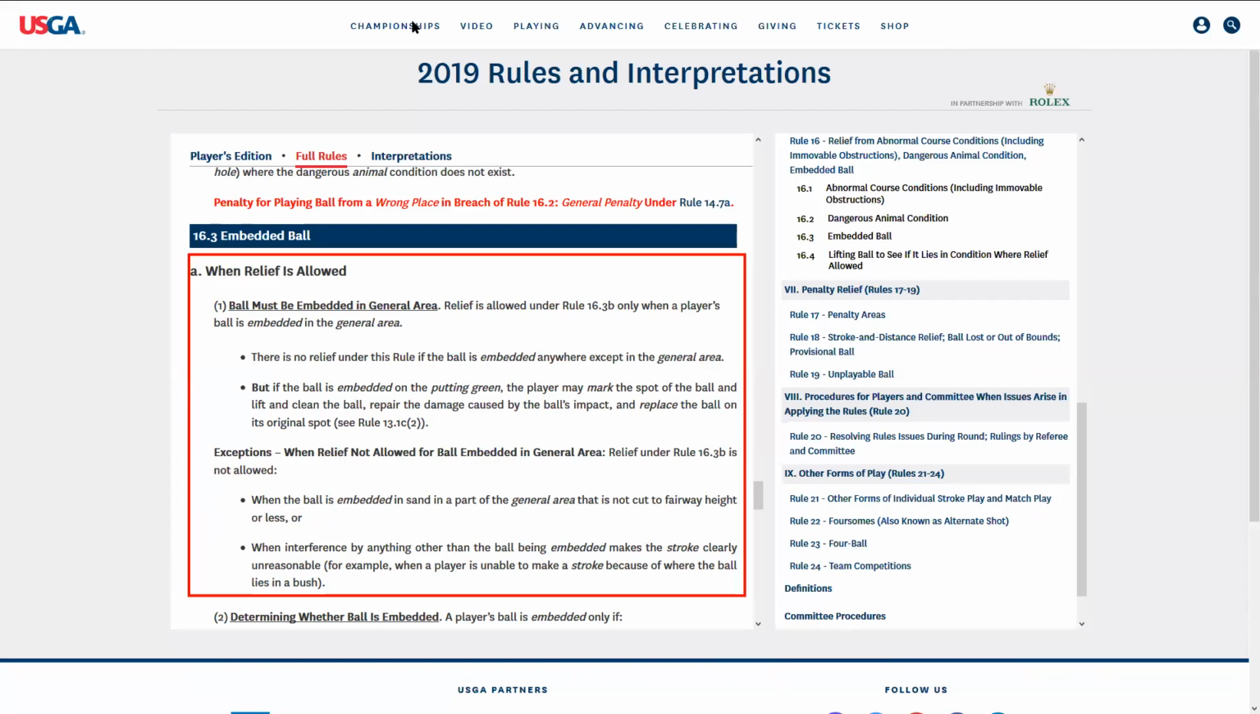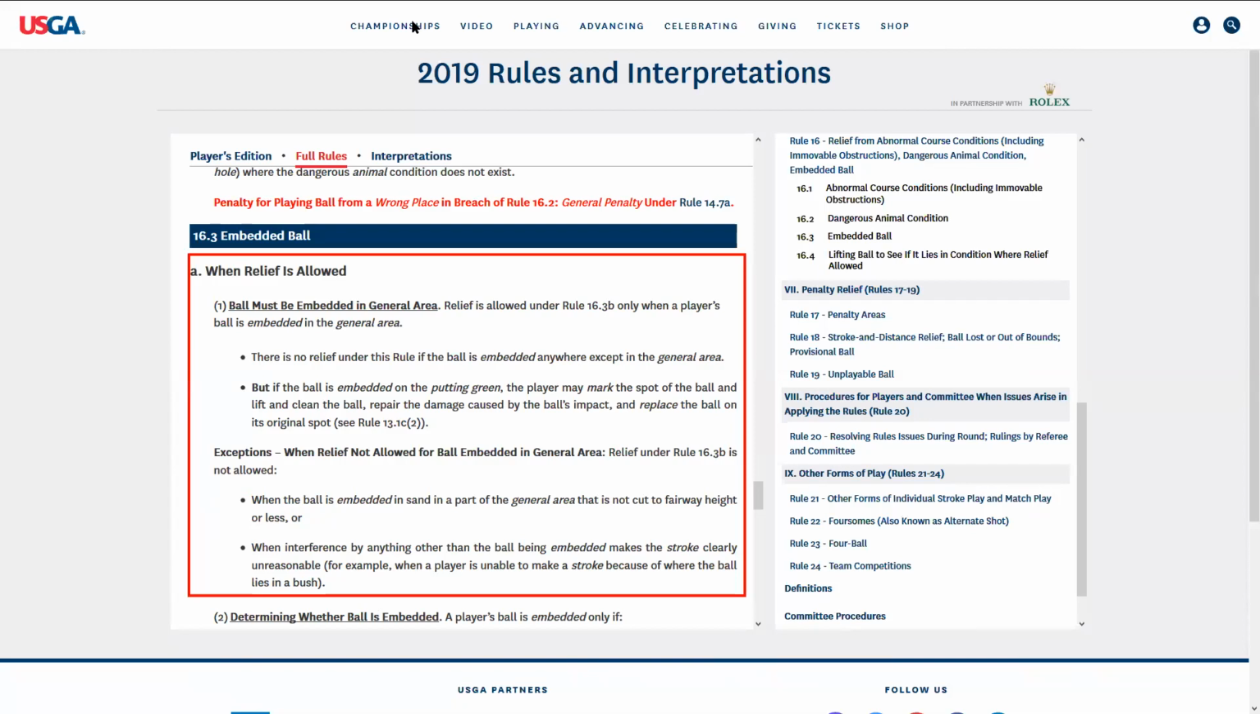But now they've flipped it so that if the committee is not careful and puts that on the card, this rule is now going to apply, meaning you get free relief from an embedded ball in the general area. But if the ball is embedded on the putting green, you're going to treat that as an embedded ball on the putting green. You're going to be able to mark the ball. So let's look at the exception.